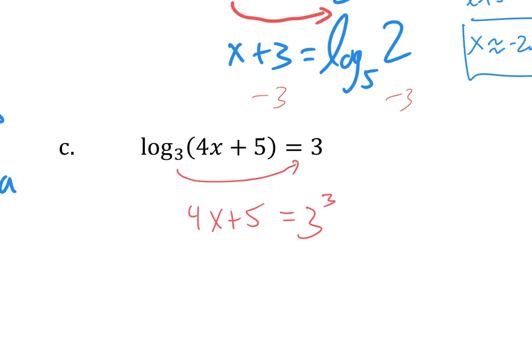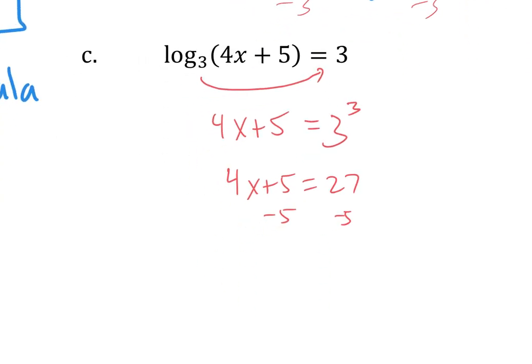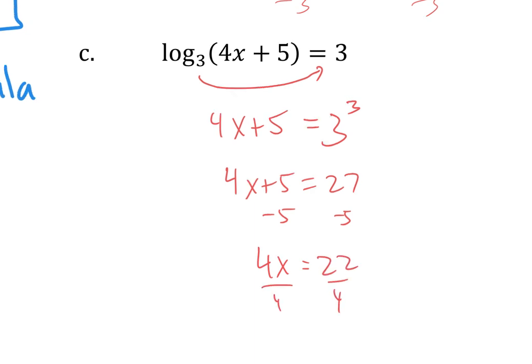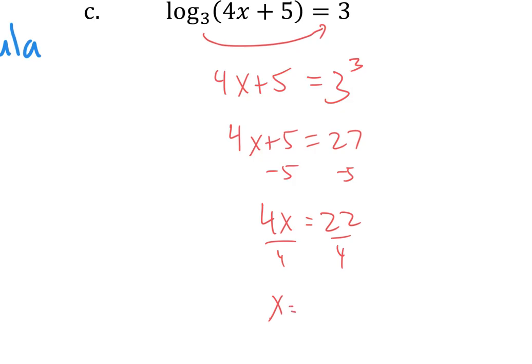We don't need extra properties or anything. 4x plus 5 equals 27. Subtract 5. 4x equals 22. Divide by 4. And there's our answer: 22 fourths or 11 halves or 5.5 if you want. That's it.